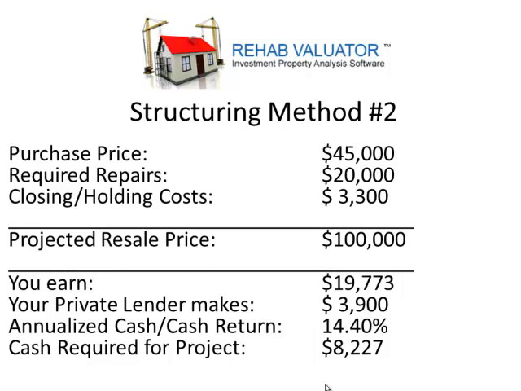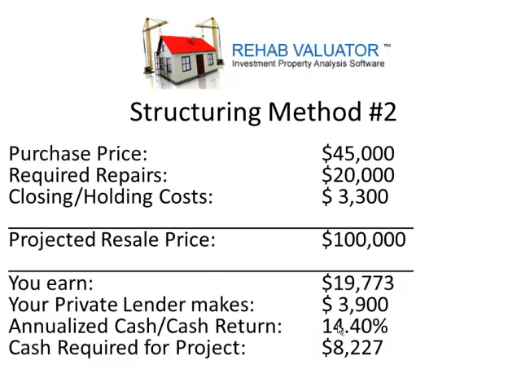Structuring method number two, same thing. Numbers are the same here. You earn a little bit less, close to $20,000 on the deal, because you have to pay upfront points to your lender to use their equity line. But your private lender makes $3,900. Annualized cash on cash return to your private lender is almost double, 14.4%. And this isn't even on their money.